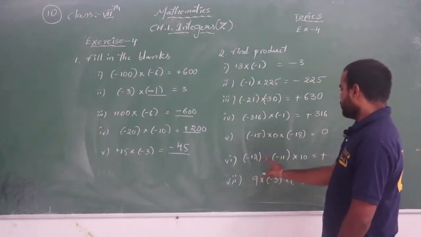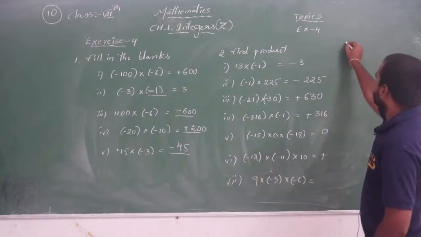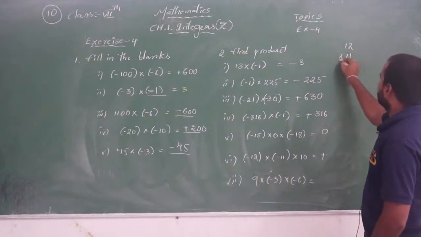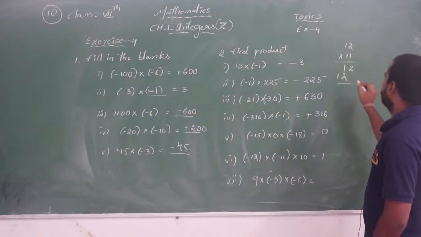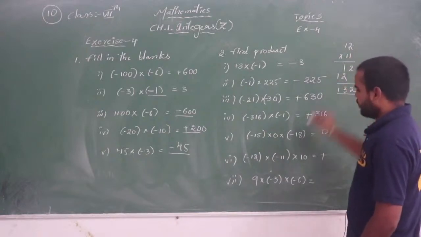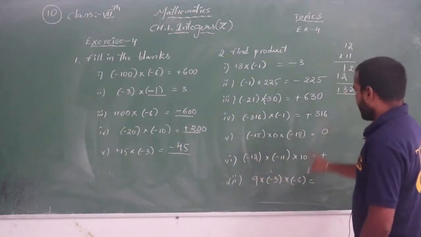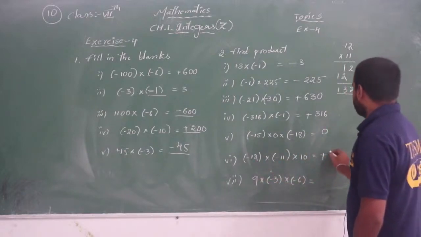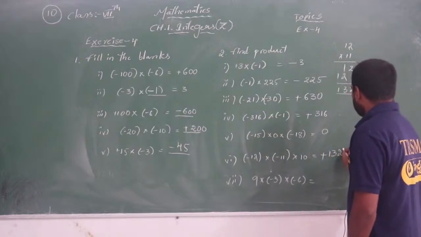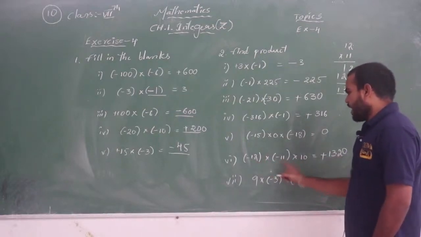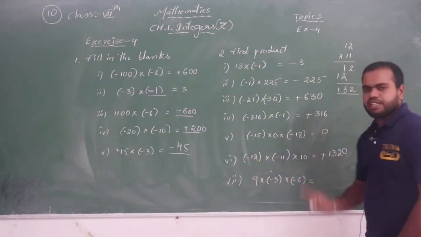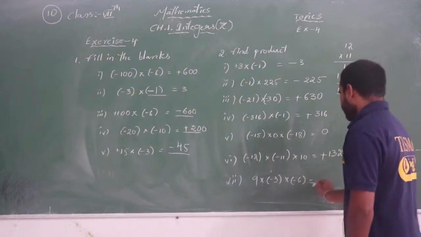Now see, 12 11s are how much? 1 2s are 2, 1 1s are 1, and 1 2s are 2. So 1 1s are 1. So what is your answer? 132. So 12 into 11, we get 132, and 10 is there now, so it is nothing but 1320. So 1320 if you multiply all this, and minus into minus is going to become plus. So understood. Now see the last one.